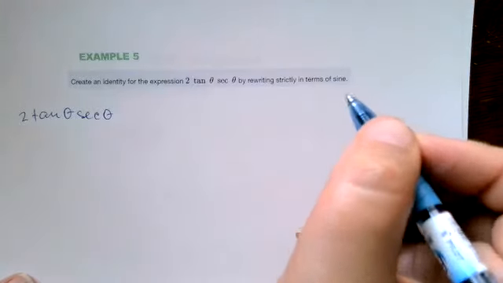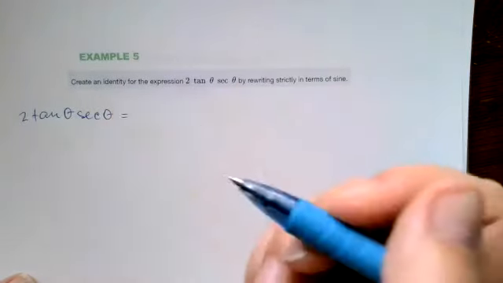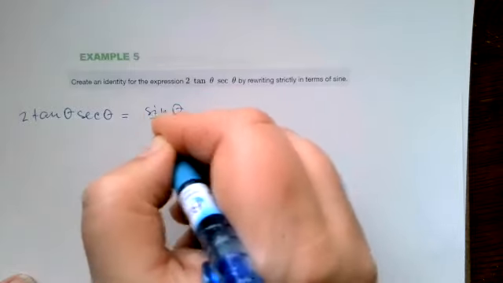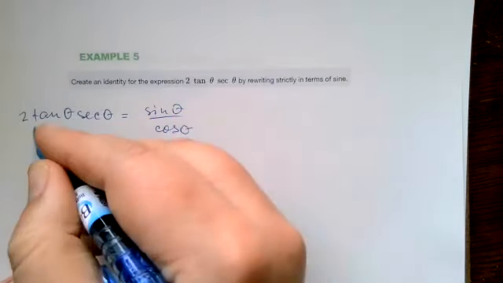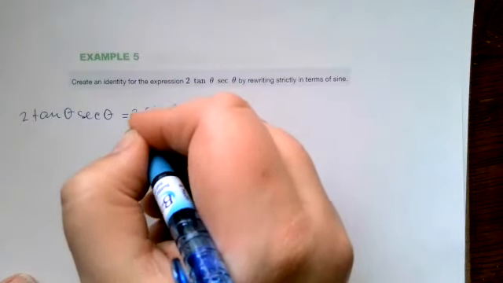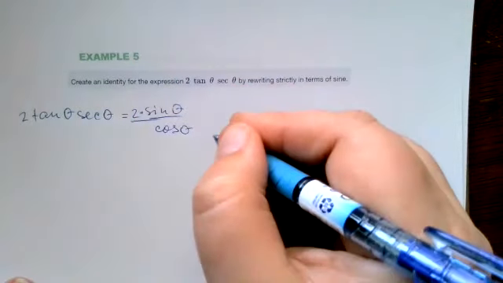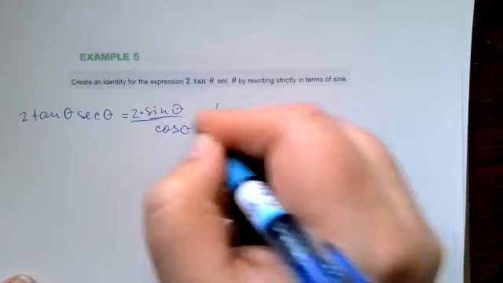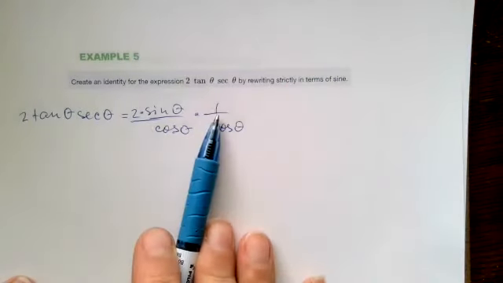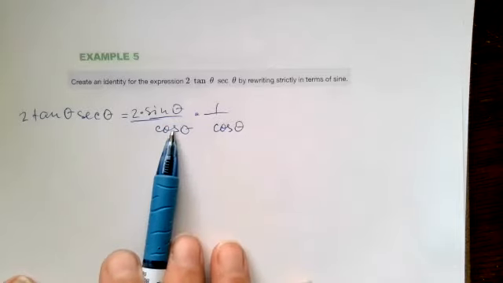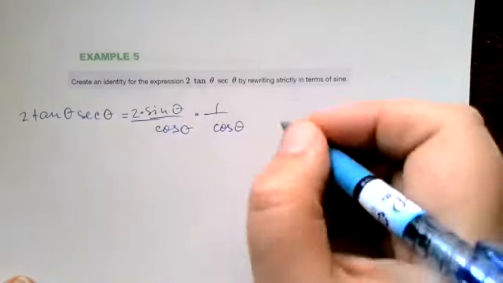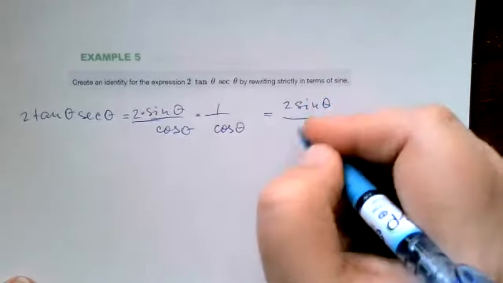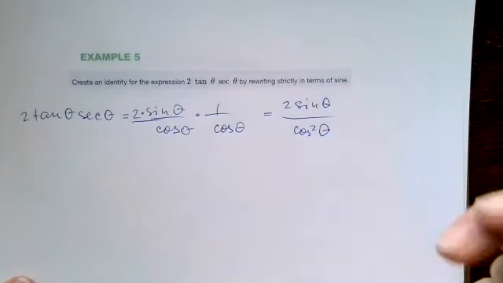Well, let's try that. So what is tangent theta? Tangent theta is sine theta over cosine theta. But then I have 2 of them, right? So it's 2 times. And what is the secant? Secant is 1 over cosine theta. All right, so multiplication of fractions tells me I need to multiply the numerators and the denominators. So I'm going to get 2 sine theta in the numerator and cosine square theta in the denominator.